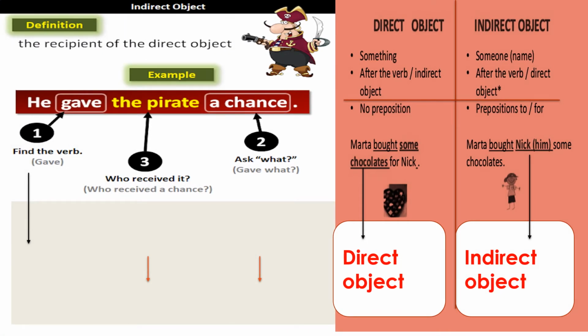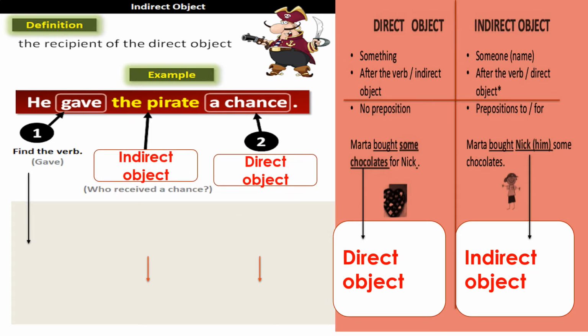The third step that I gave you in our previous lesson was about the differences between indirect object and direct object. As I told you, some verbs in English have two objects, like verbs in Arabic. The first object is the indirect object. The second object is the direct object. For example, when we say he gave the pirate a chance, he is the subject, gave is the verb, the pirate is the indirect object, the first object, and a chance is the second object.